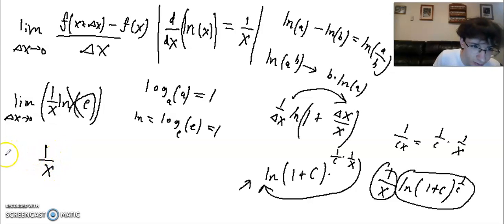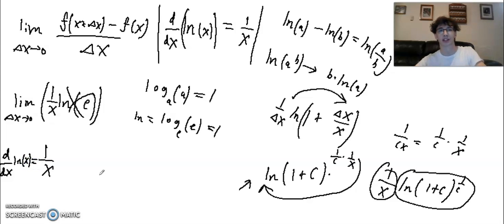So we can finally define d dx of ln of x equals 1 over x. And I only have 15 minutes, so I think we're going to end the video pretty soon here. And we'll do the definition of the power rule in the next video.